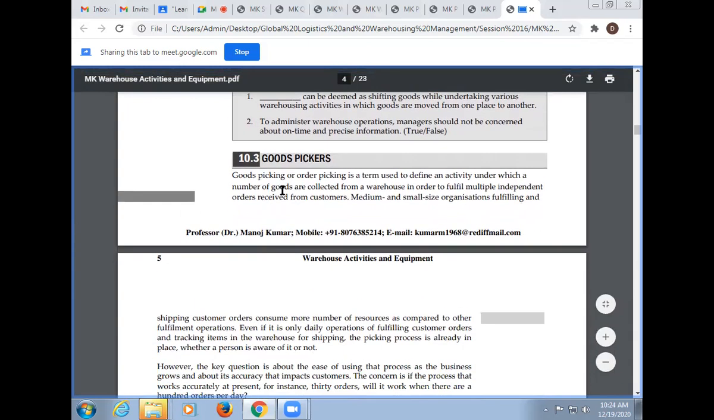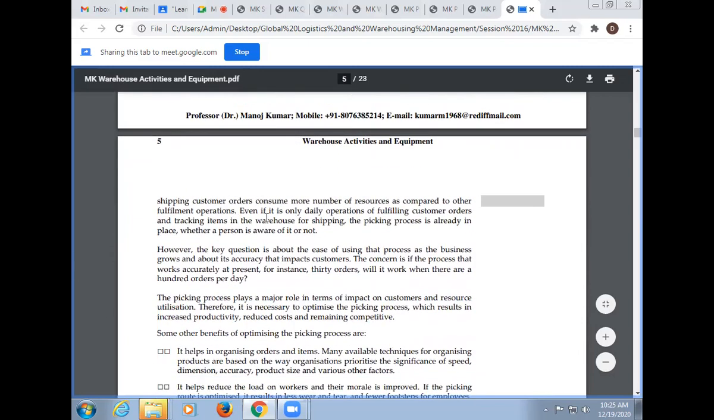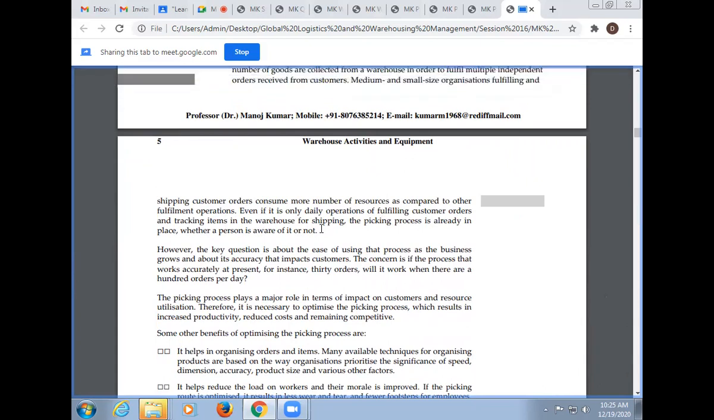Order picking is a term used to define an activity under which a number of goods are collected from a warehouse in order to fulfill multiple orders received from the customer. For medium and small size organizations, filling and shipping customer orders consume more resources as compared to other fulfillment operations. It is not only the daily operation of fulfilling customer orders and tracking items in the warehouse for shipping. The picking process is already in place whether a person is aware of it or not.